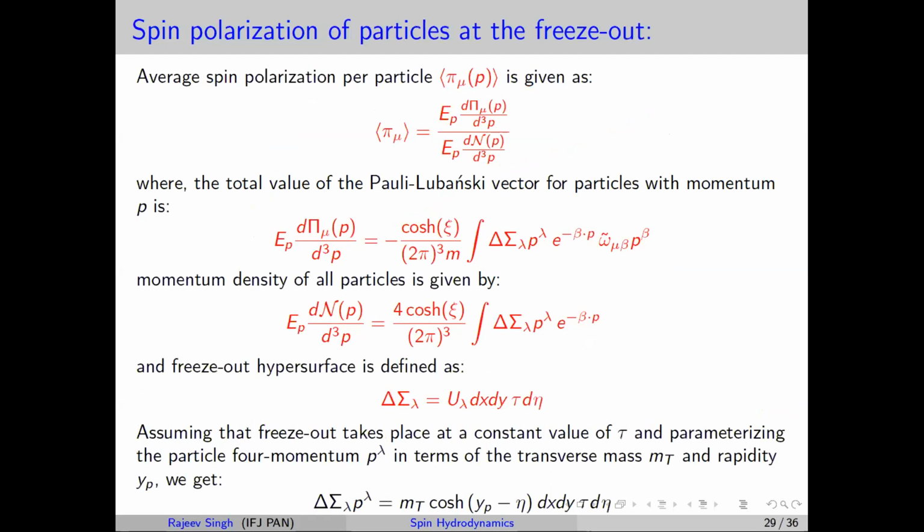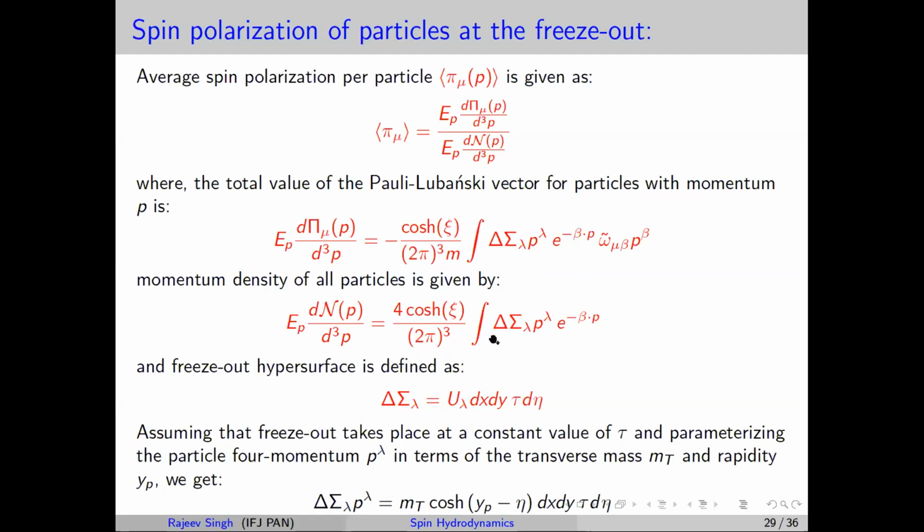Okay, so this is the formula for the Pauli-Lubanski vector, and this ratio is the formula for average spin polarization, and this is required to be solved so that we can get the results for the spin polarization at the freeze-out. These two integrals have to be solved. This is the integral for momentum density, and this is for the Pauli-Lubanski vector, which has to be solved to get this average spin polarization per particle.